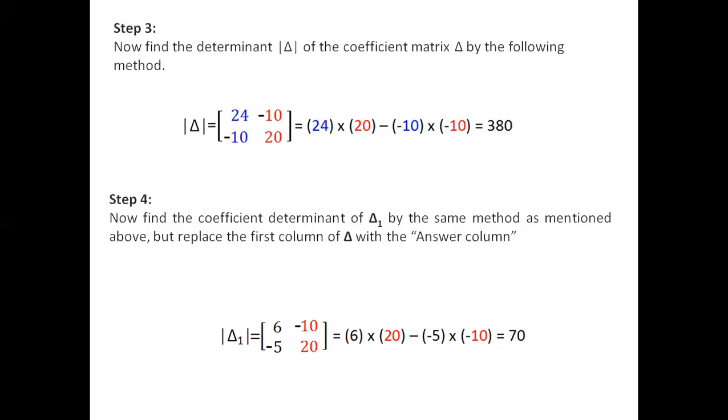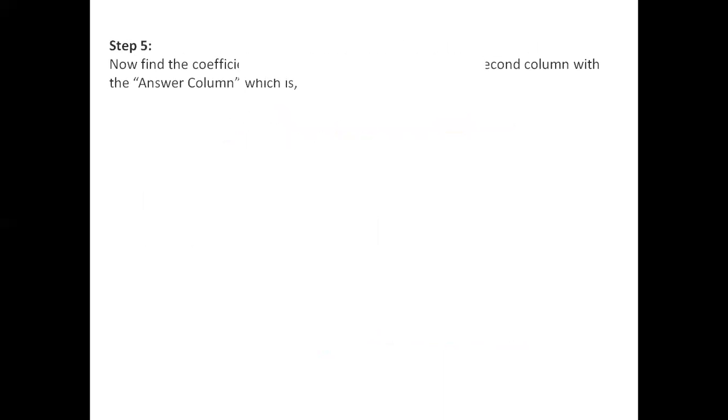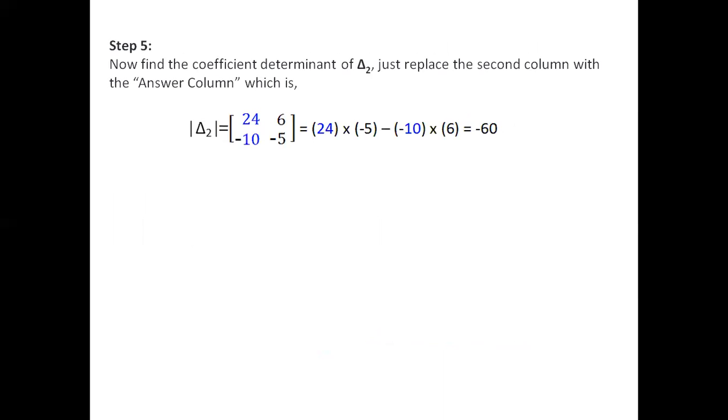Similarly, you need to find delta 2. Again, here we replace minus 10 and 20, the second column, with the 6 and 5 values. Then we find the determinant: 24 into 5 minus minus 10 into 6. That is 24 into minus 5 minus minus 60, which is minus 120 plus 60. So the value is minus 60. That is delta 2.